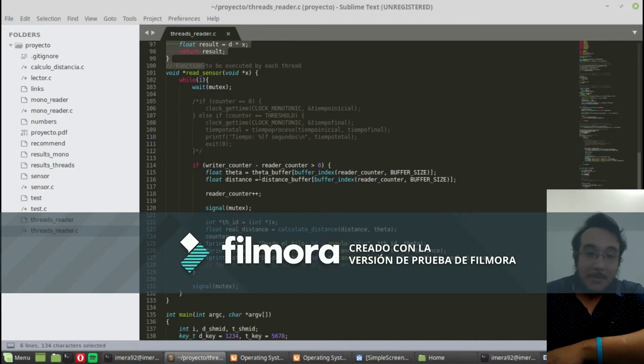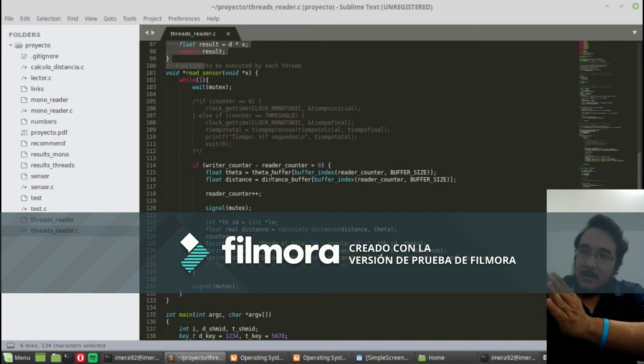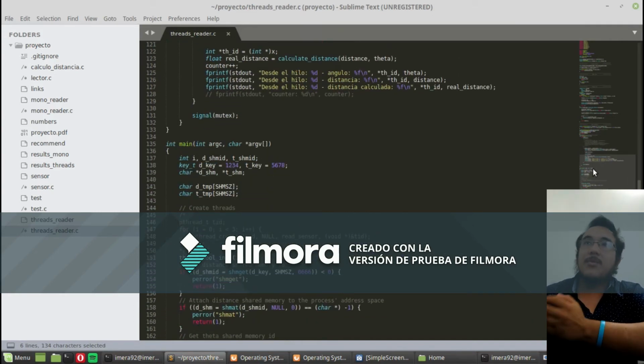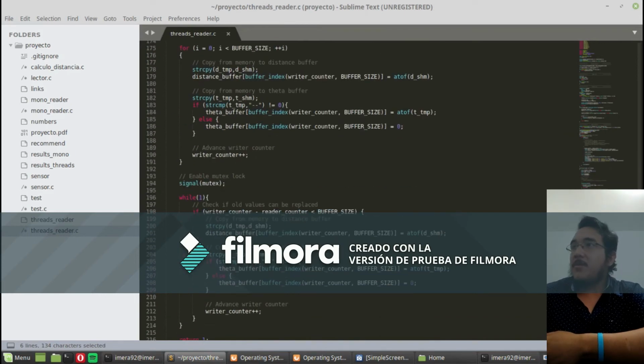We just read from the buffer the angle, the distance, and do the operation. We calculate the distance. Plain easy. The only thing that we must account for is that we have these two indexes, the one that the parent process uses to write the data and the one that the threads use to read the data. The reader index must always be behind the writer index, so that they do not take repeated data, they do not take old data.